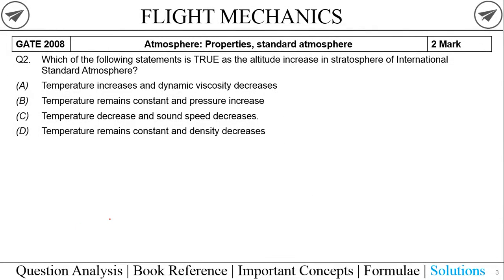Now, moving on to the next question. So, here we have a 2 mark question from GATE 2008. And the question is, which of the following statements is true as the altitude increases in the stratosphere of the international standard atmosphere? So they have basically asked for the statements which are true. So they have mentioned the stratosphere and the variation of properties or parameters with increase in altitude in the international standard atmosphere. So this question can be answered by knowing the ISA chart.